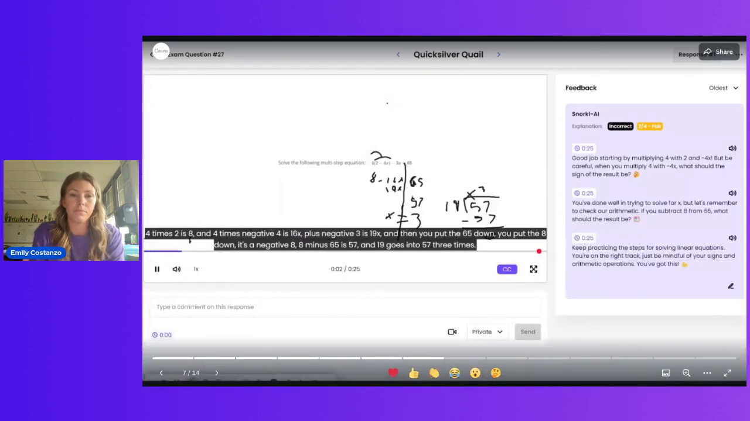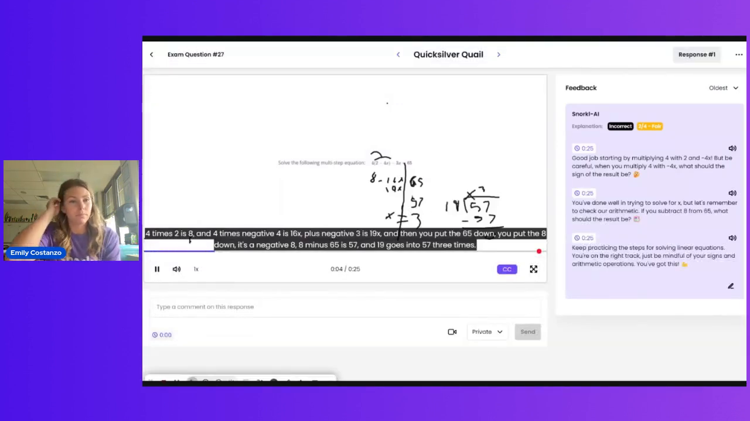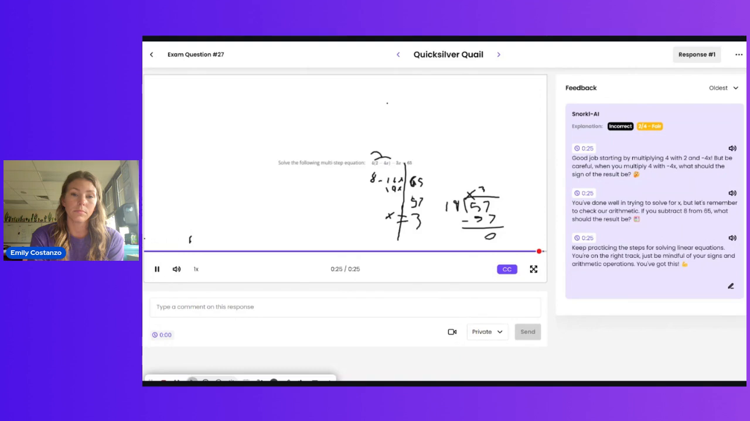4 times 2 is 8, and 4 times -4 is -16x. Plus -3 is -19x. And then you put the 65 down, you put the 8 down, it's a negative 8. 8 minus 65 is 57, and 19 goes into 57 3 times.